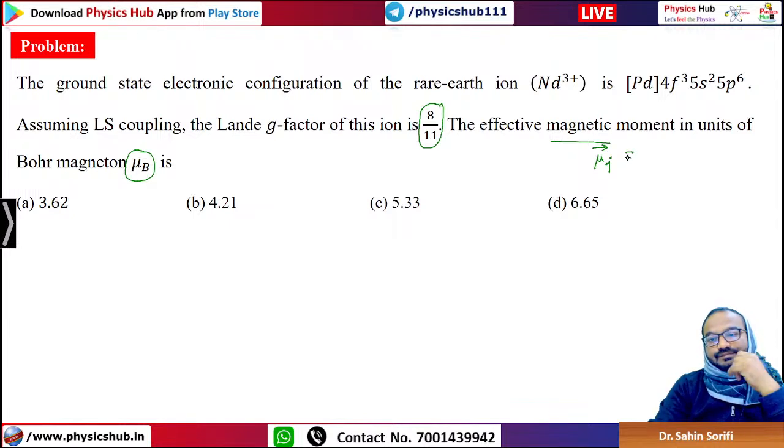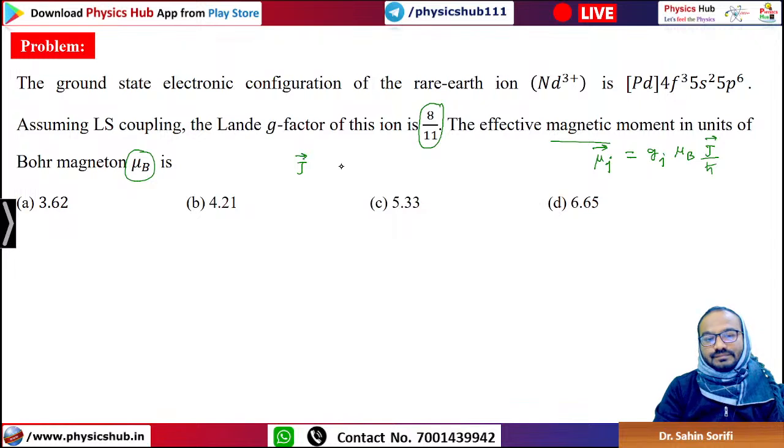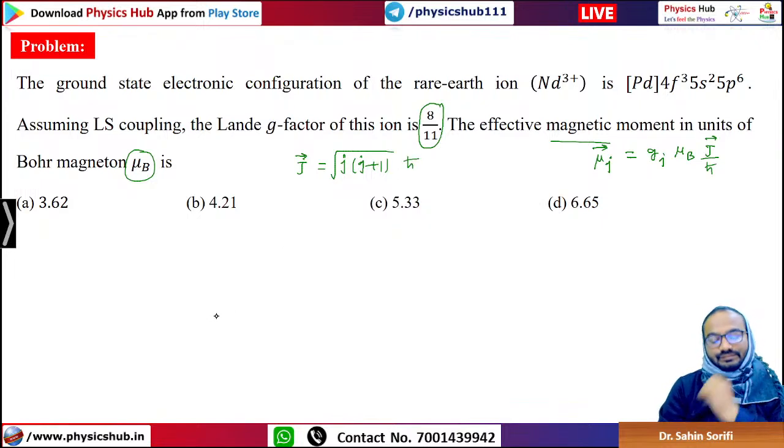You know it now? g_J mu_B J by h cut, right? Now the J value we already know quantum mechanically: square root of J into J plus 1, times h cut, right? So do this one.